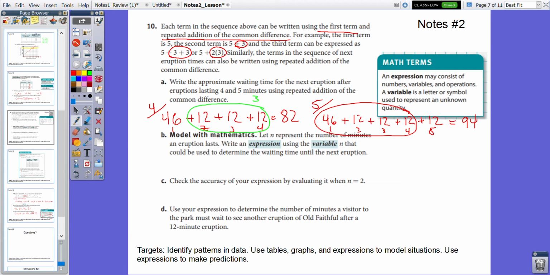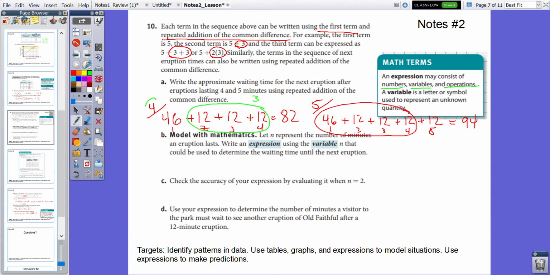It says model with mathematics. Let n represent the number of minutes an eruption lasts. Write an expression using the variable n that could be used to determine the waiting time until the next eruption. In terms of the repeated addition that we've seen here, if we're looking at n terms, so an unknown number of terms, we're going to write an expression. If you look at the top right here, it says an expression may consist of numbers, variables, and operations. So we're going to have to write something with the variable n representing the number of minutes that an eruption lasts.